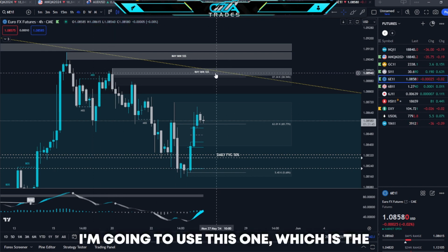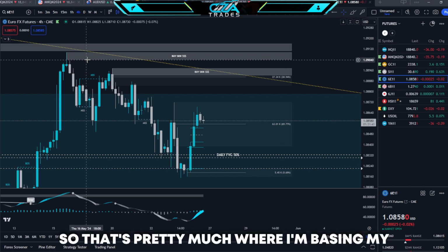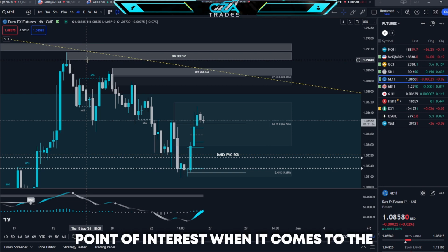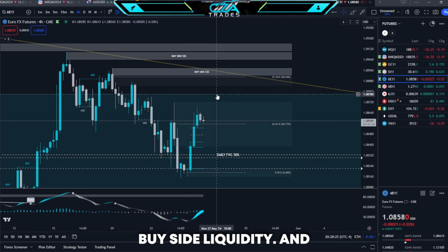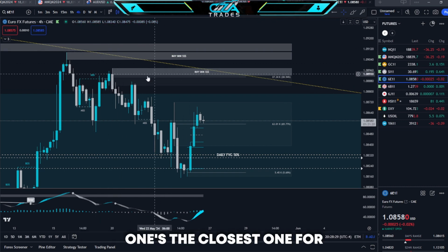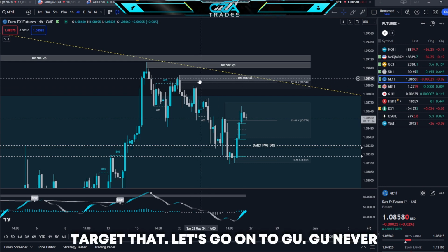I'm going to use this one, which is the closest one. I'm using EZAlgo SMC indicator. So that's pretty much where I'm basing my buy side liquidities. I'm also looking at the closest point of interest when it comes to the buy side liquidity. And that's usually where I would target this one and this one. But this one's the closest one for me. But just to be safe, I'll target that.